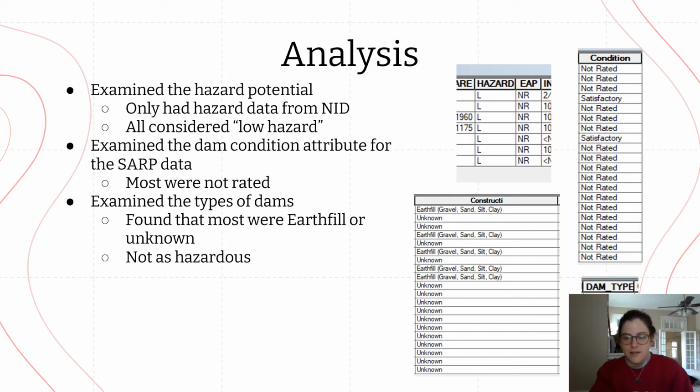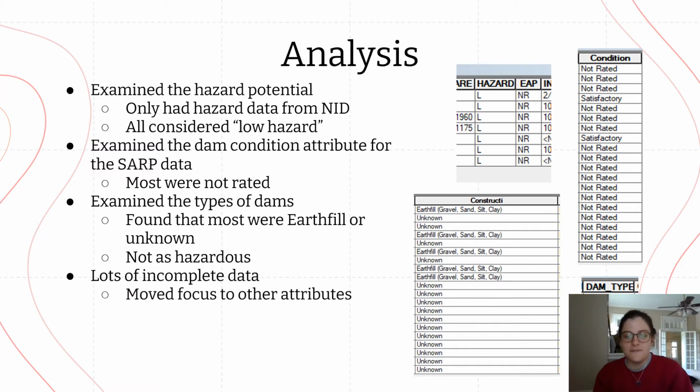And then the dam type from the NID data were all earthen dams as well. So I had a lot of incomplete data there. So this wasn't the best criteria to use based on the types of dams and the location that I was looking at dams at, since most of them are smaller dams that are earth-filled, they're just not as hazardous. So I decided to move my focus to some of the other attributes.